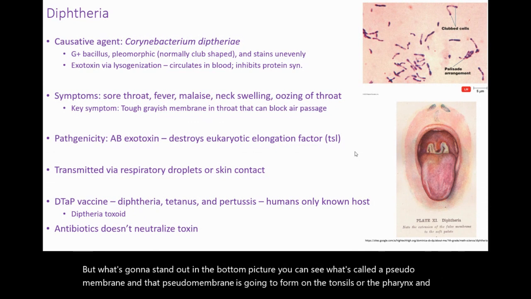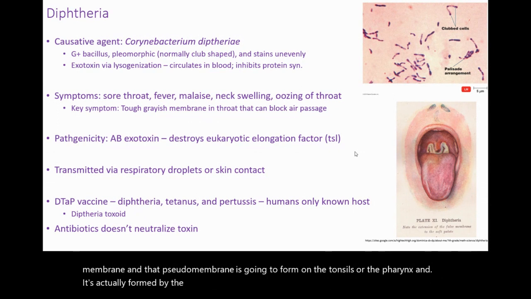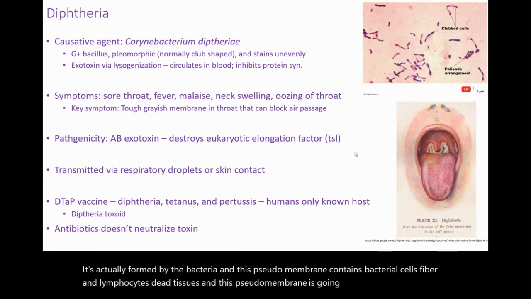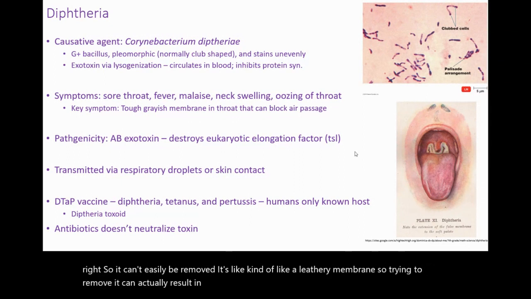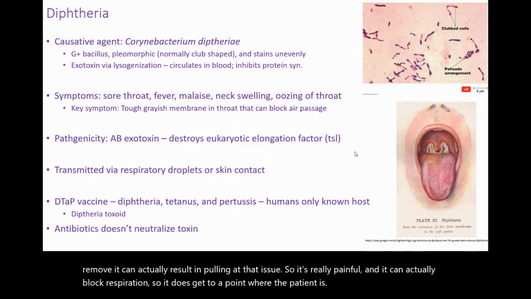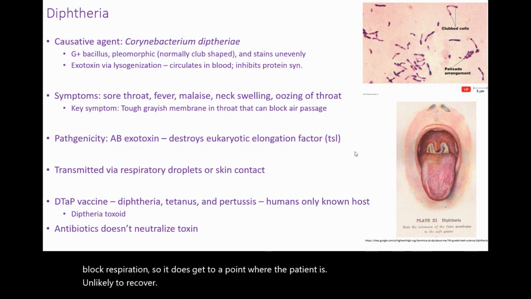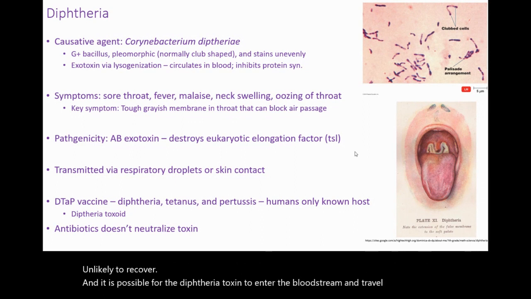It's actually formed by the bacteria, and this pseudomembrane contains bacterial cells, fibrin, lymphocytes, and dead tissues, and it is going to adhere to the tissues, so it can't easily be removed. It's kind of like a leathery membrane, so trying to remove it can result in pulling at the tissue. So it's really painful, and it can actually block respiration. It does get to a point where the patient is unlikely to recover. And it is possible for the diphtheria toxin to enter the bloodstream and travel all over the body.